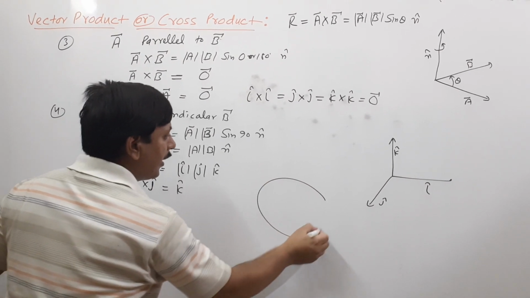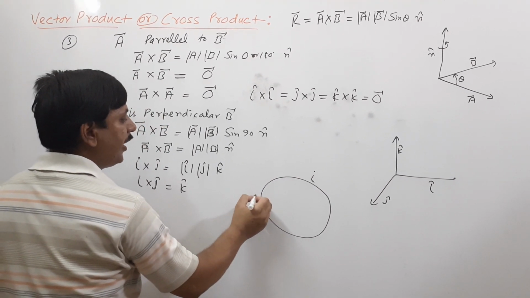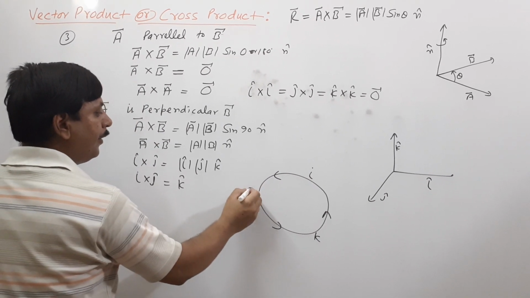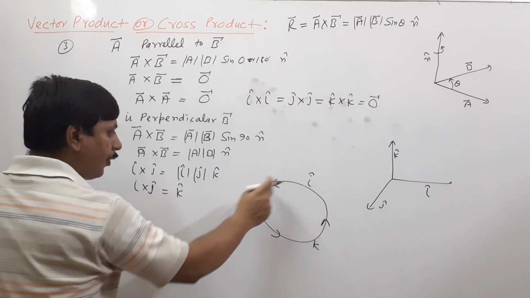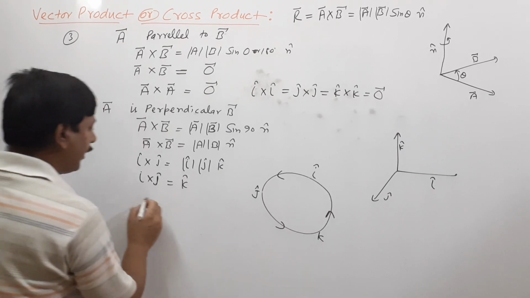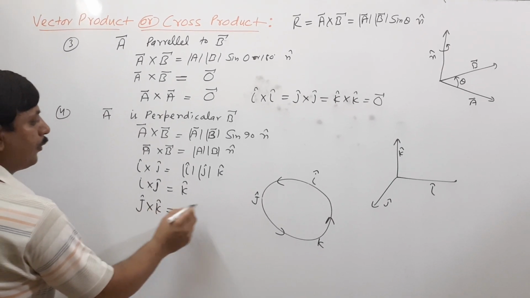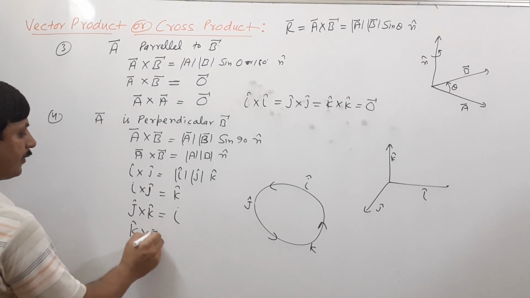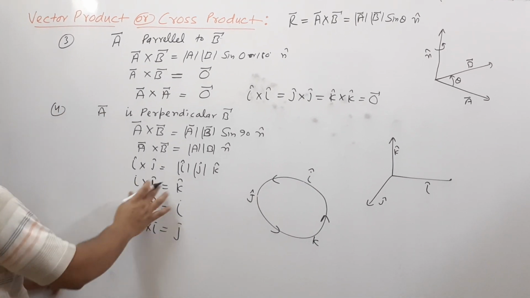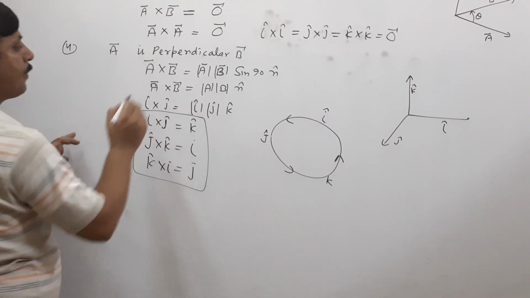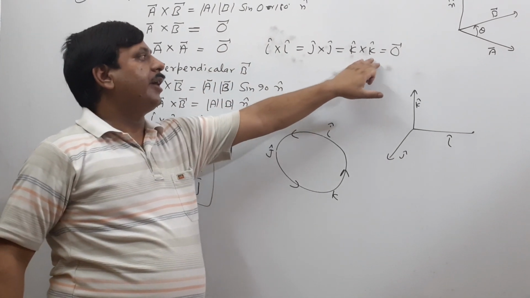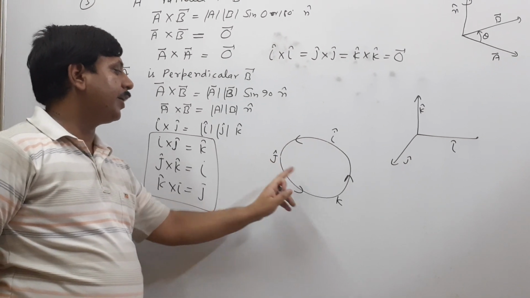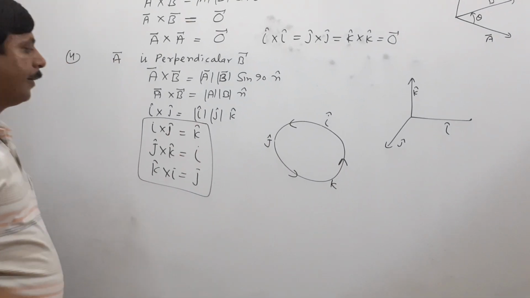So this can be written like that. If i, j, k are taken anti-clockwise, we can make a formula: i cross j is equal to k, j cross k is equal to i, and k cross i is equal to j. This is the simplest formula. i cross i, j cross j, k cross k is a null vector.